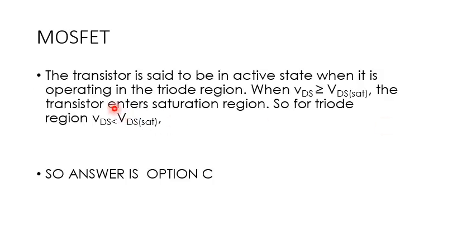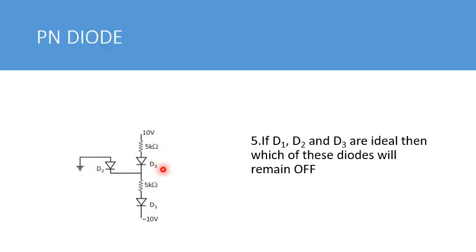So the answer is: the transistor is said to be in active state when it is operating in the triode region. Okay, when VDS is greater than or equal to VDS saturation, the transistor enters the saturation region. So for the triode region, your VDS is less than VDS saturation. So your answer is option C. Next, we'll move on to the next diode problem.